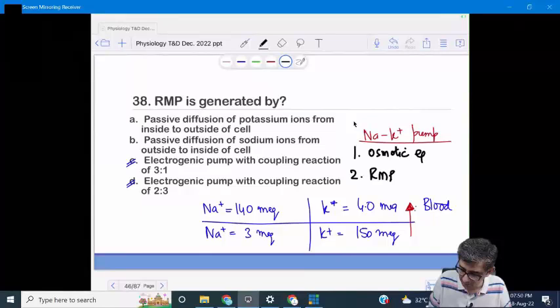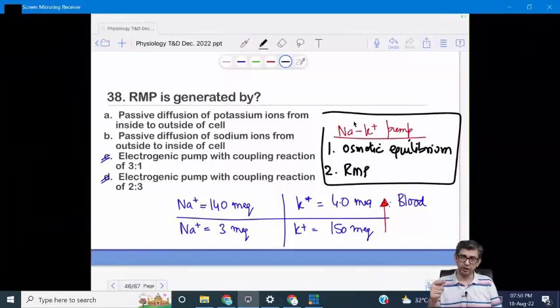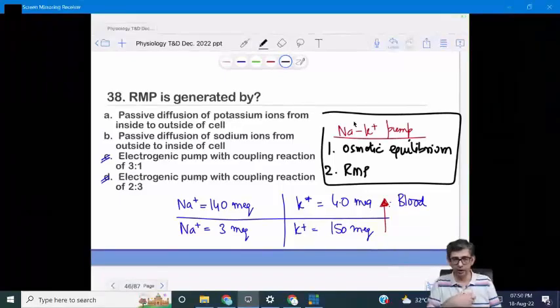The main function of sodium potassium pump should be answered as osmotic equilibrium. And second is resting membrane potential. Anyway, in this question, even the electrogenic coupling reaction ratio was given ulta, 2:3 or 3:1, both were wrong values. The correct answer for this one is option number A.